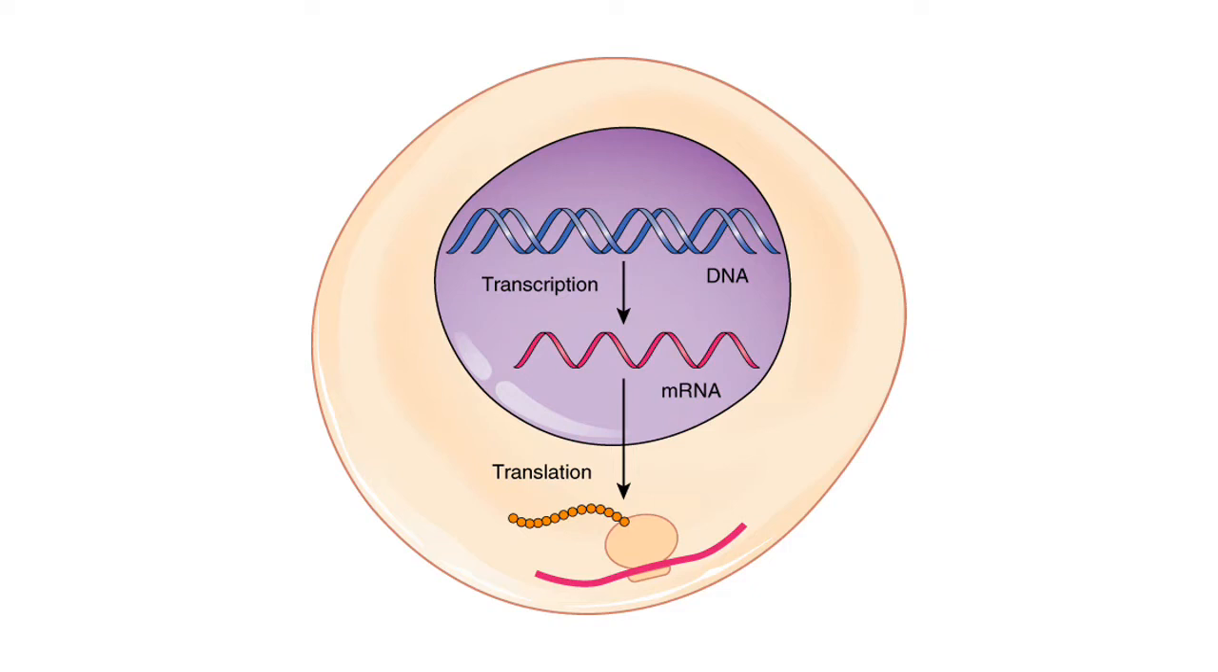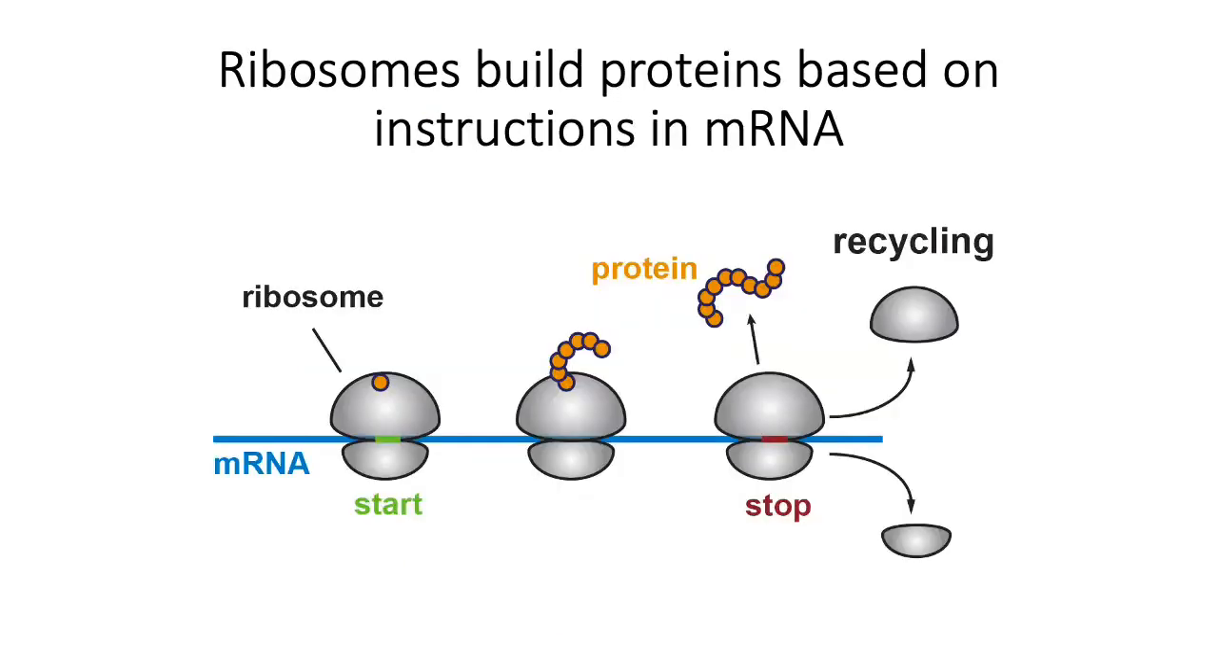So the yellow-orange structure that's attached to the red mRNA is the ribosome, and those small orange circles that are coming out of it in a string, those are the amino acids that it's putting together to make a new protein based on the instructions that it's reading. So again, ribosomes build proteins based on instructions in mRNA. They kind of travel along that piece of RNA and they build a protein as they go.